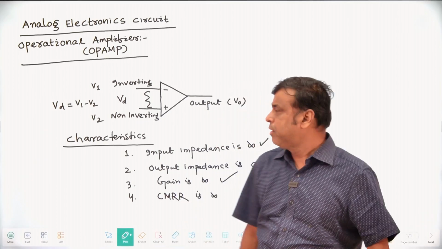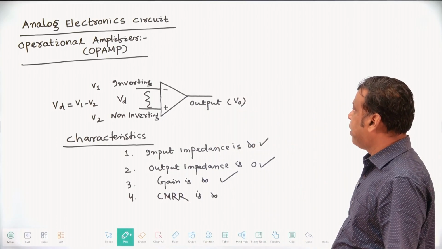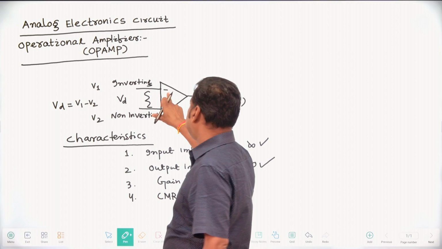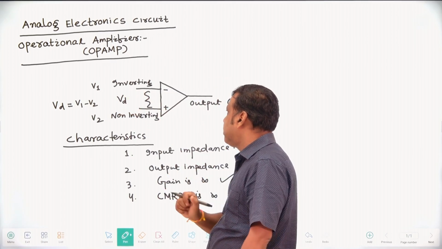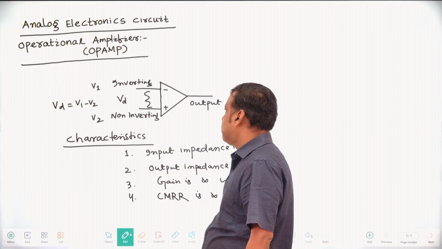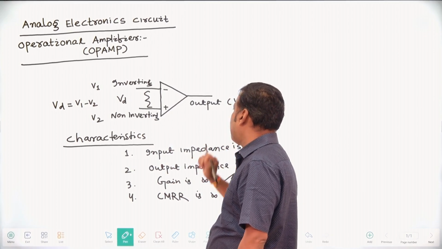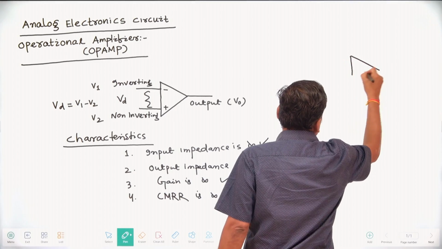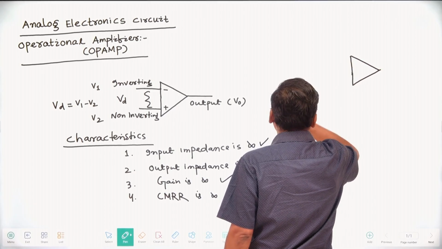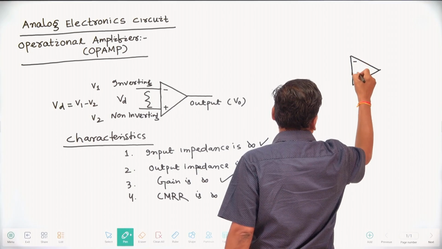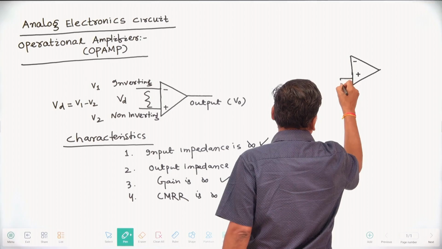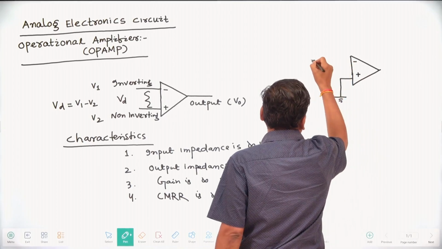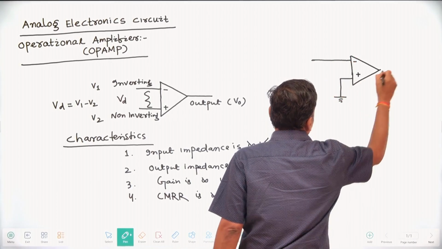First of all, in case of operational amplifier, there are two terminals: one is the inverting and another is the non-inverting terminal. The minus terminal we consider as the inverting terminal, and the plus terminal as the non-inverting terminal, and this is your output voltage V0. Here the plus terminal we can consider as grounded, and here there is your input voltage, and this is your output voltage.